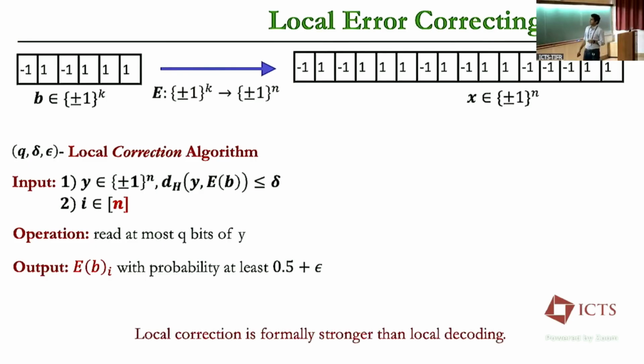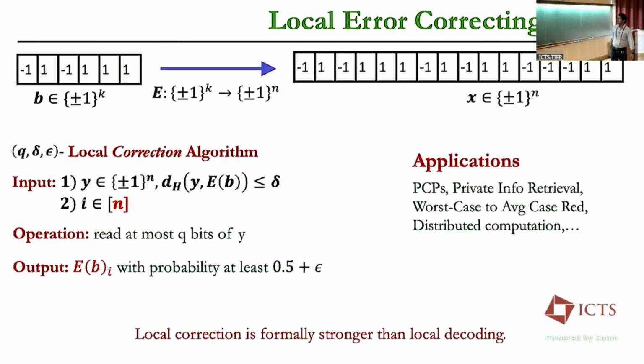Good. So local correction is clearly formally stronger than local decoding, by the discussion we had just now. I won't tell you all about this, but they're important. They arose essentially when algorithmic coding theory was born. And in the context of PCPs, they were in some sense the key tool. If you've seen PCPs, it's not so difficult to understand why you need some object like this. But there are many other applications: private information retrieval, worst case to average case reductions, distributed computation, and so on. You can ask me later about this if you're curious, but let's not worry too much about it. Let's assume that we all agree they're nice and important objects.